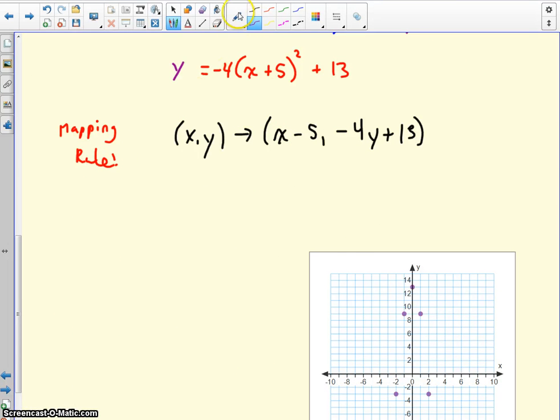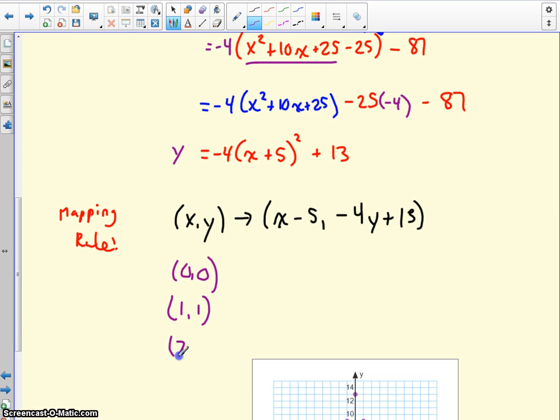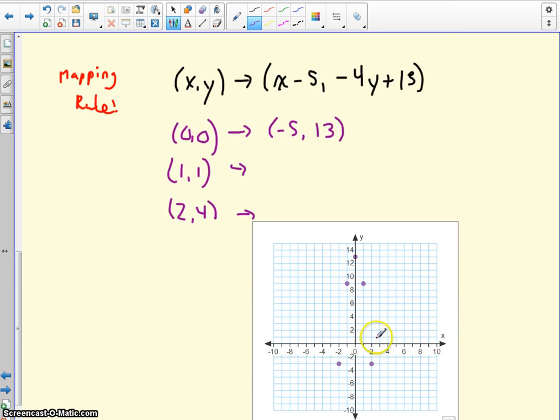Now if I wanted to make a graph, when we did accurate graphs, since we're transforming points from y equals x squared, we take points from y equals x squared like 0, 0, 1, 1, 2, 4, and so on and so forth, and use the mapping rule to see where these points wind up. So for example, if I put 0, 0 in here, 0 minus 5 gives me negative 5. Negative 4 times 0 plus 13 gives me 13. So I have a point negative 5, 13, which I should be able to put on my graph here. So negative 5, 13 would be somewhere up here.